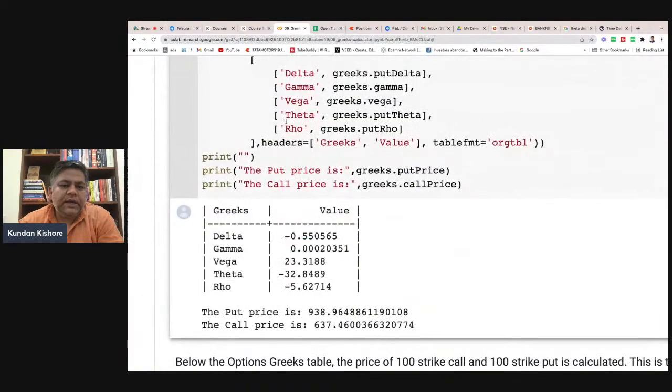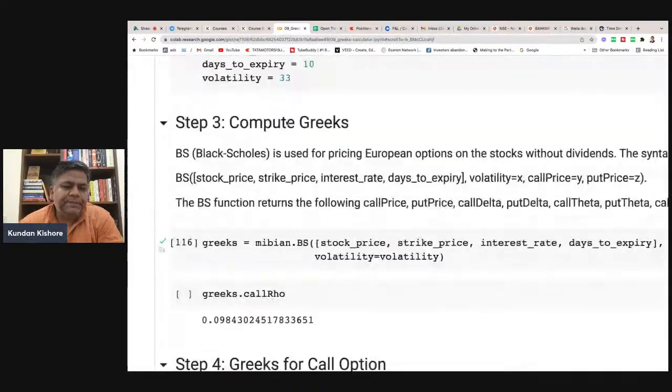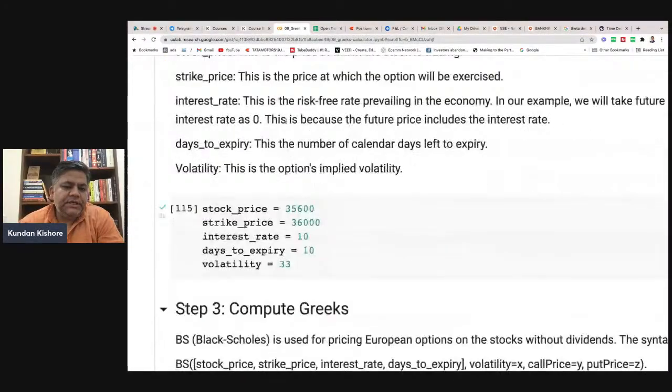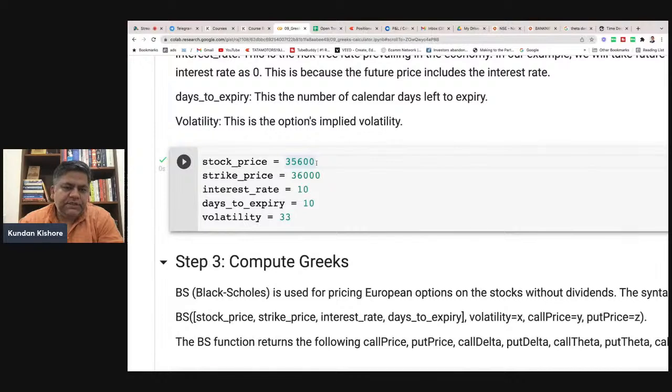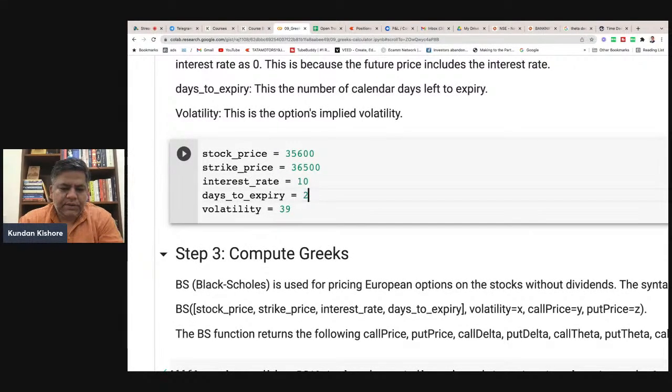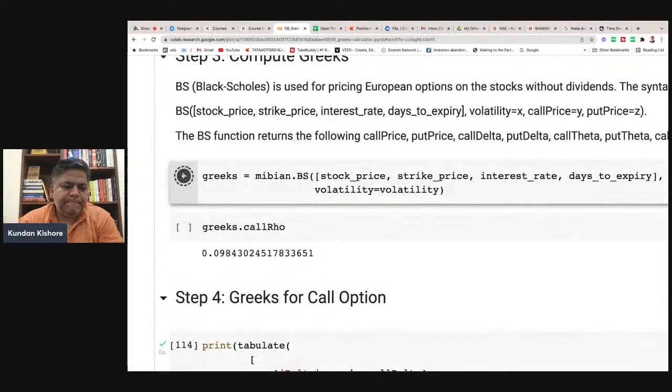So let's now do the calculation again here, where 35,600 for sure, but this will be 3 days, it will be 39, and 35,600 is the stock price, 36,500 is the call strike. So let's find out how much the price will be after 1 day of decay.